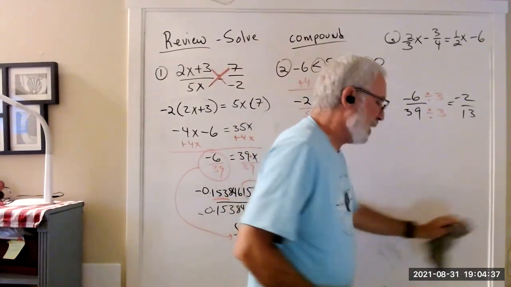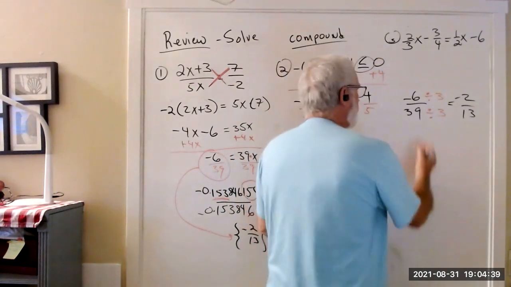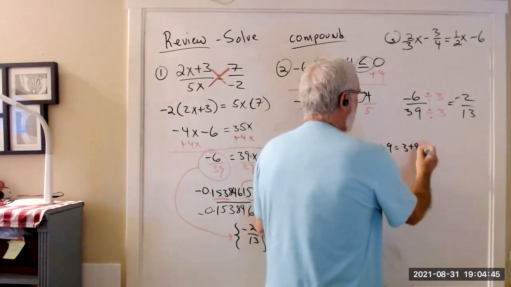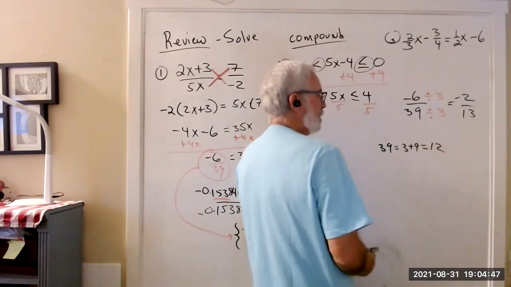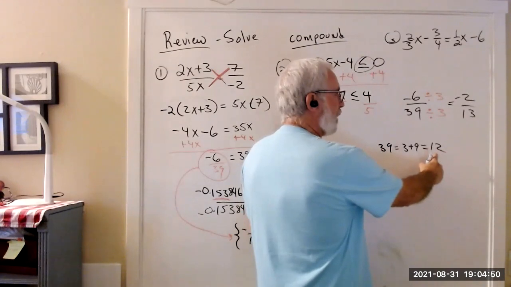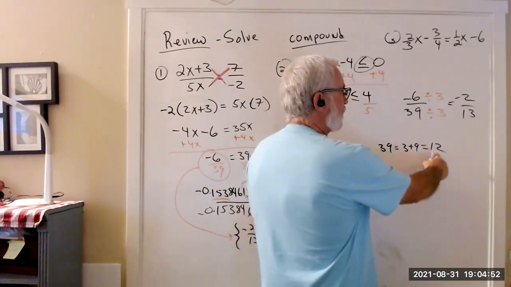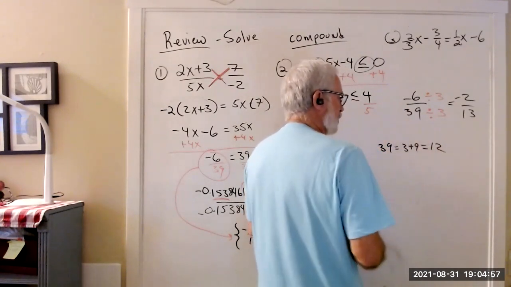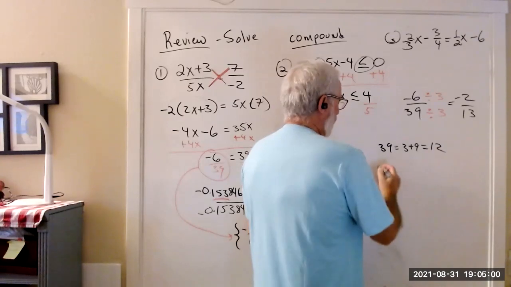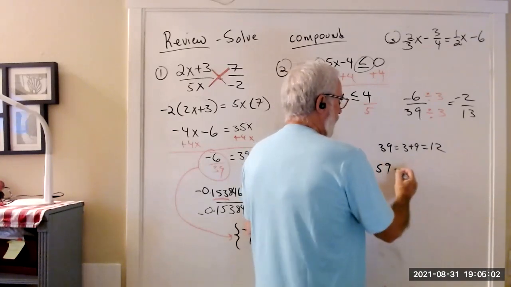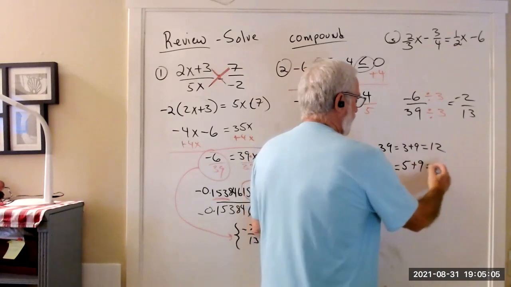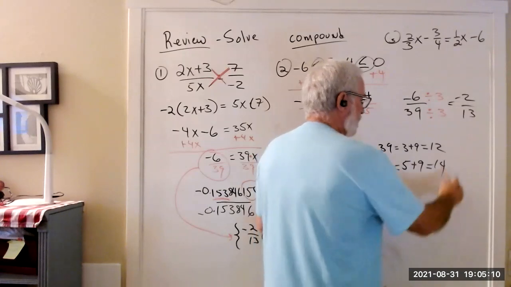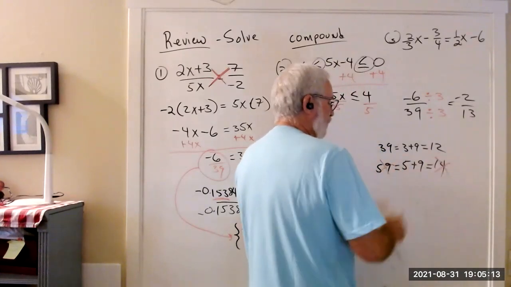The trick for 3s is if you add up the digits. When you have 39, 3 plus 9 is 12. If 3 goes into 12, which it does, then 3 will go into 39. It's the sum of the digits. Okay? 59. If you add up the digits, 5 plus 9 is 14. 3 does not go into 14, so it can't go into 59.